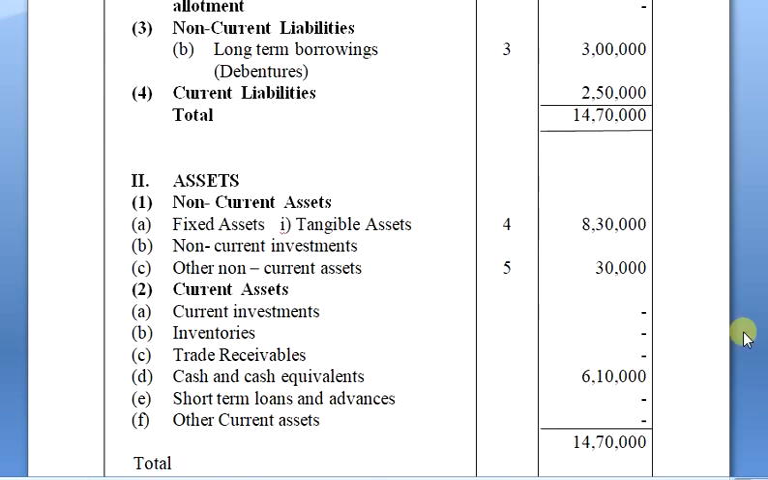Next, moving on to the assets. Under the assets we have non-current assets. Under that non-current assets, fixed assets. Under that fixed asset, tangible assets note number 4, it is of 8,30,000. Non-current investment is nil, other non-current assets is 5. So you can see that tangible assets also, fixed assets, tangible asset note number 4, 8,30,000 I said.